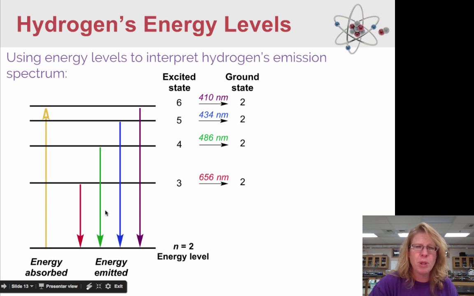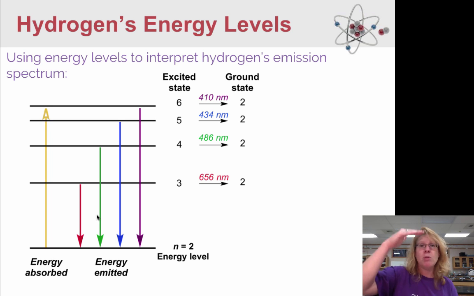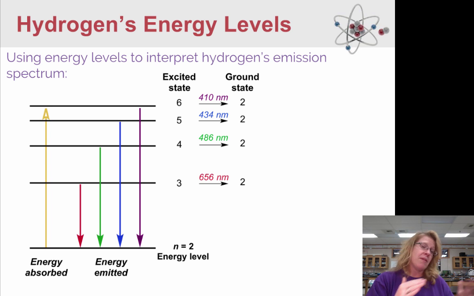The green line, or the bluish green, it kind of looks aqua on that previous page, that particular line is if it jumps up 2 energy levels and then releases 2 energy levels' worth of energy. A little bit shorter wavelength, more energy, so it's more in the greenish blue kind of range.